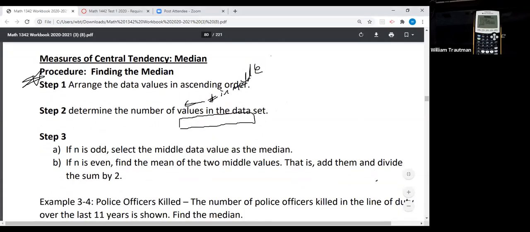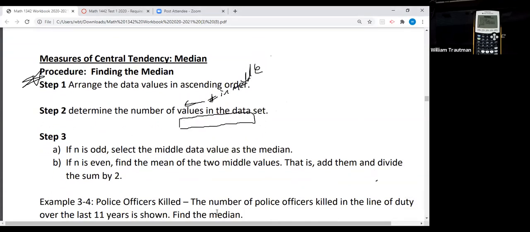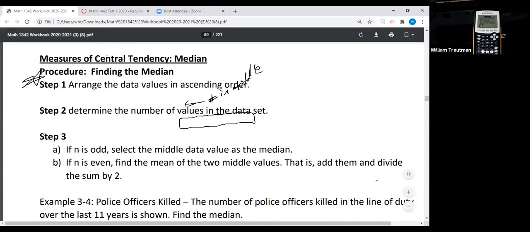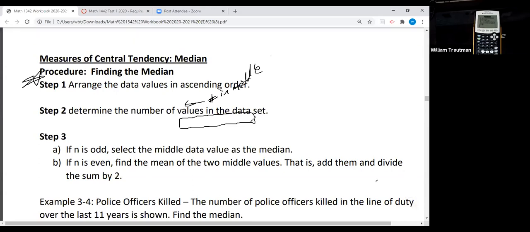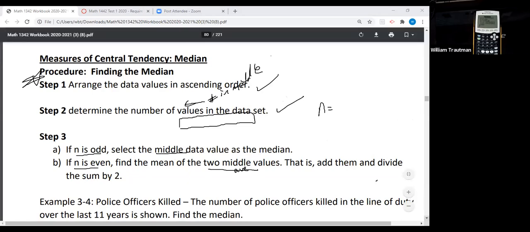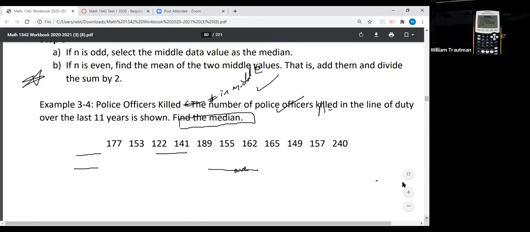If n is odd, select the middle piece of data. If n is even, find the two middle pieces and take the average of them, is what it says. Arrange them in order. Determine the number of values, and we're going to call that n. If n is odd, then it's the middle piece of data. If n is even, then it's the two middle values. You're going to take the average of the two middle pieces. So just to show you, let's take a look at this data.